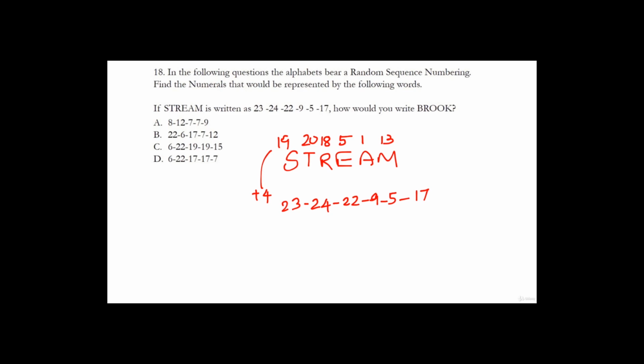So we have to find out the order of each letter and we have to increase 4 to that number. So Brook, B R O O K: B is 2, R is 18, O is 15 and another O is 15 and K is 11. Increase 4 to each number, we get 6, 22, 19, 19 and 15. So this is the answer that we are looking for. Option C is the correct answer.